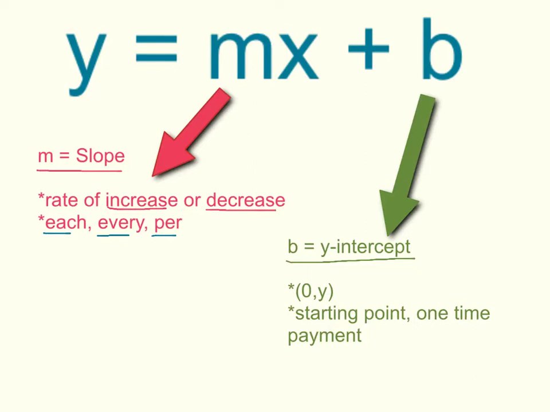And then the y-intercept is always the number that matches up when x is 0, which is often the starting point. Where does something start? Or maybe you have a one-time payment. You just pay it one time, where here you would maybe pay something multiple times.